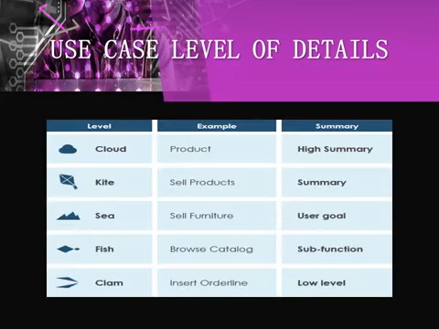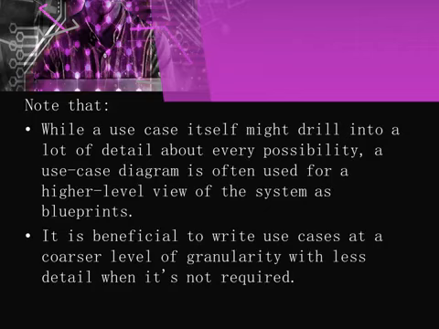Here are some use case level of details. Note that while a use case itself might drill into a lot of detail about every possibility, a use case diagram is often used for a higher level view of the system as blueprints. It is beneficial to write use cases at a coarser level of granularity with less detail when it's not required.